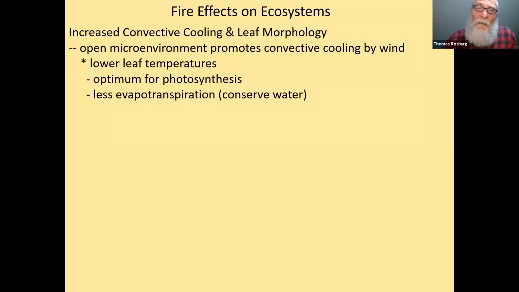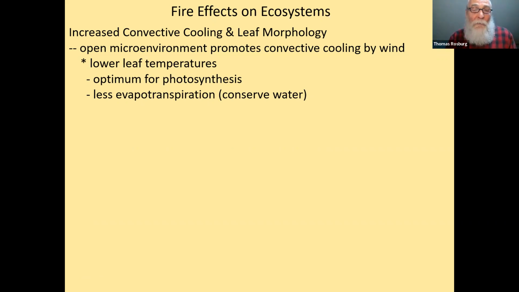Another thing that can happen, I mentioned convective cooling and leaf morphology. The more open environment happens again, if you can think about those two slides I just had there with the burned area and the unburned area, the burned area has a lot more openness, and so those little plants, as they're coming up after the burn, they have a lot more convective cooling available to them. Their leaf temperatures can be maintained at a lower leaf temperature because of convective cooling. That helps them to have a leaf temperature in a range that's more optimum for photosynthesis.